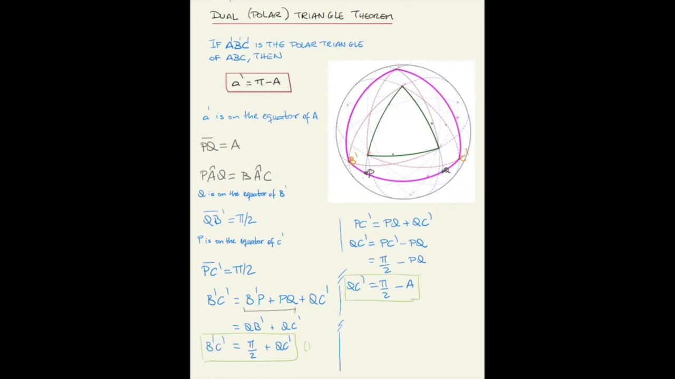So we have these two relationships, one for B prime C prime as a function of QC prime, and this QC prime relationship, which is equal to pi over 2 minus A. If you substitute 2 into 1, then you have that B prime C prime is equal to pi over 2 plus pi over 2 minus A. That is, it's equal to pi minus A. And B prime C prime is the side a prime. Therefore, you find the relationship we wanted to prove: a prime is equal to pi minus A. The theorem, QED.